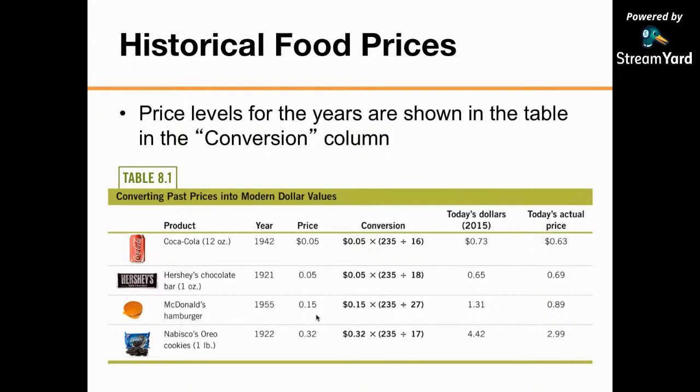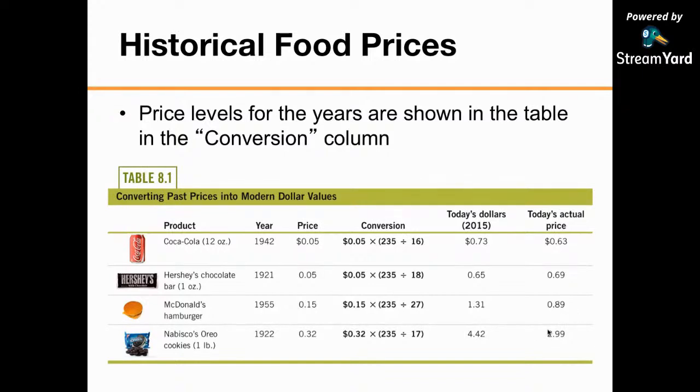Now, when we're looking at McDonald's hamburgers and Oreo cookies, you can see that these have gone down in real-time prices. So hamburgers from McDonald's and Oreo cookies, these were the prices in 1955 and 1922. This is what the actual price is today, and this is what those prices would be if we just took what we knew about those older years and adjusted it with the base year of 2015. So you can see that $1.31 is much higher than the 89 cents that it actually costs today. And $4.42 is obviously much higher than the $2.99 actual price today.